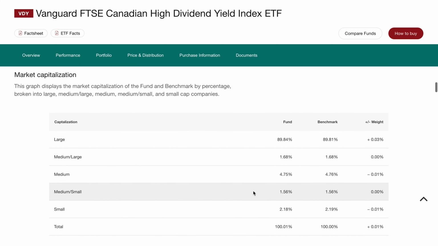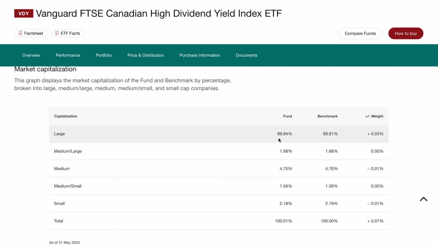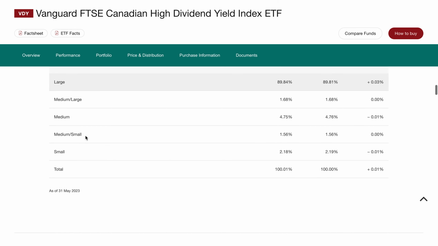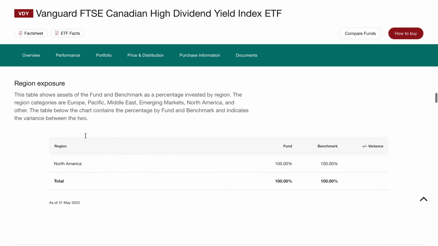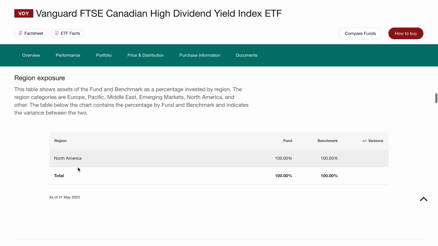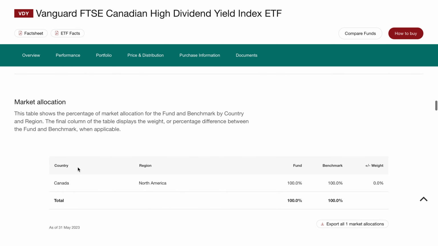So you can look at the market cap here. It's basically saying it invests 90% of it into large cap companies, which we kind of expected as well. So if you scroll down, it's 100% in companies in North America. That's what this ETF has invested in.